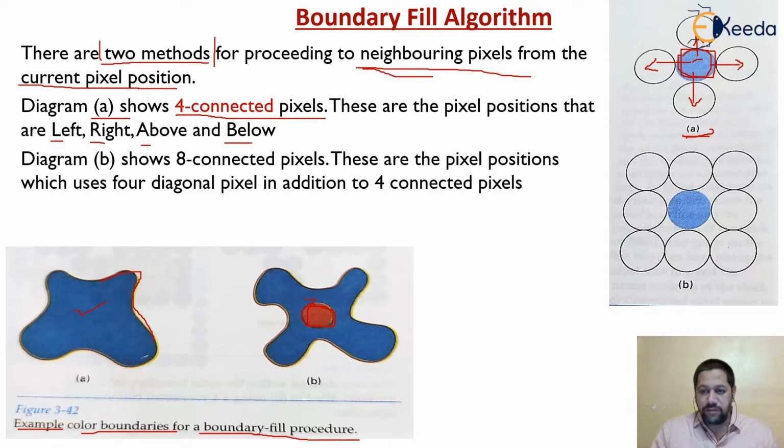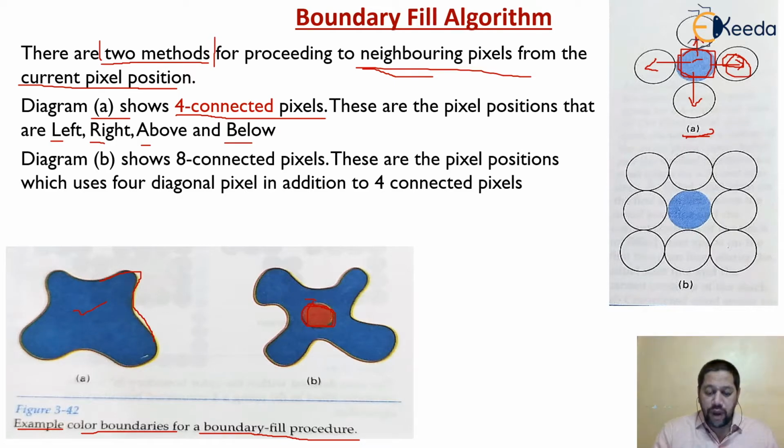So we are going to consider all these four connected pixels. Suppose I have taken this pixel at the right side. I will check whether it is already filled with the color, whether it has the background color, or whether it is the boundary color. It is not the boundary color, so it will be filled with the color. After filling it, this becomes my current pixel, and I consider all its four neighboring pixels, and so on.